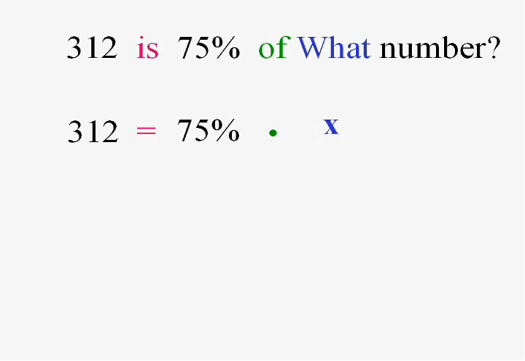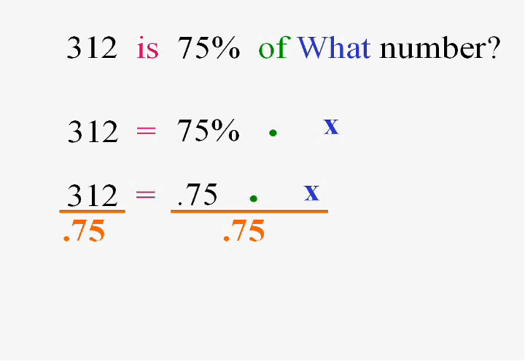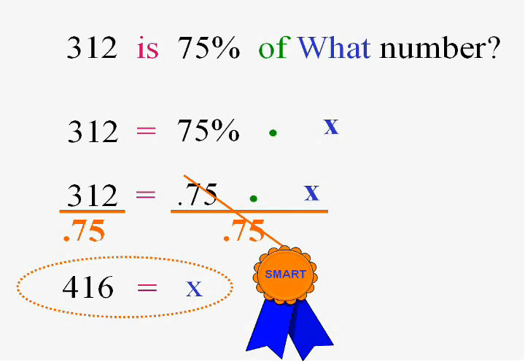Now, I've got to solve for x. In this case, x is not alone. So I'm going to first of all replace that 75% with the correct decimal. And then, what do I have to do to get rid of the 75 100ths? Well, he's multiplying x, so I'll divide. Wait a minute. Got to do it to both. And what I'll end up with is x equals 312 divided by 75 100ths. That ends up being 416. Excellent. And that's the answer.